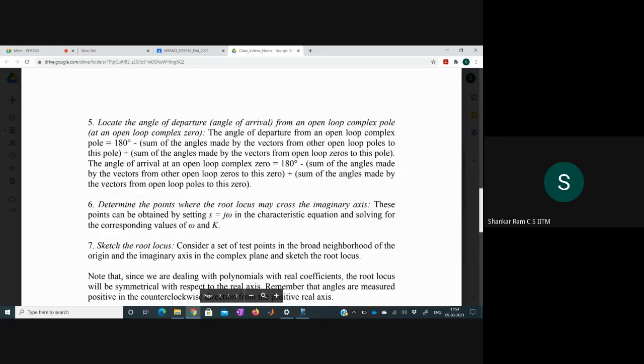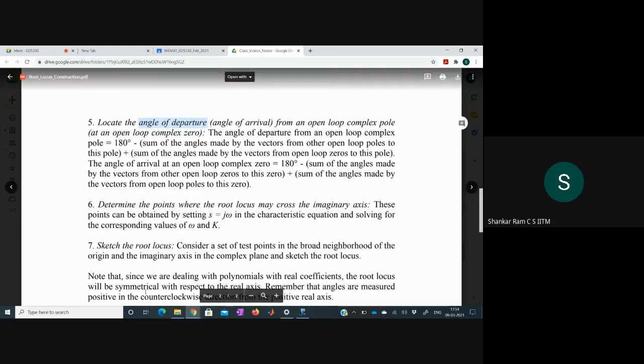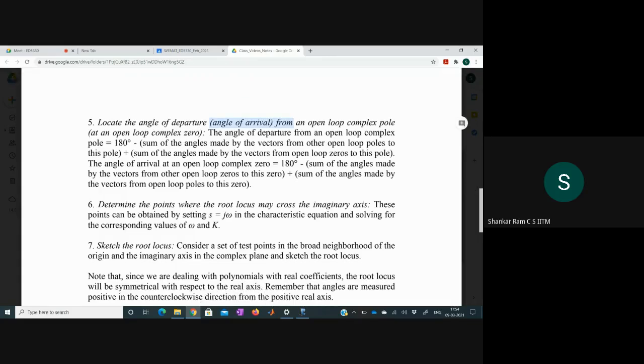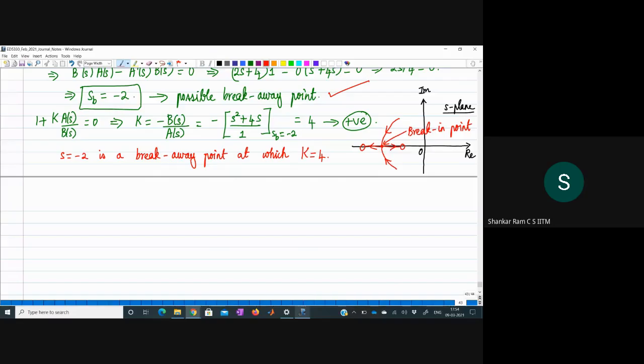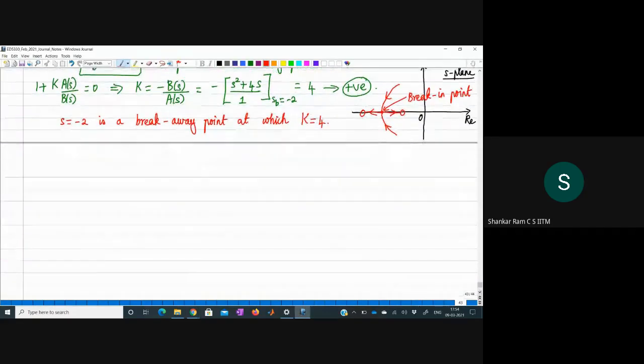So what is step 5? Step 5 has to do with what are called angle of departure and angle of arrival, from complex open loop poles and complex open loop zeros. Let me illustrate what this step is about, and then we'll figure out whether this step is applicable here.